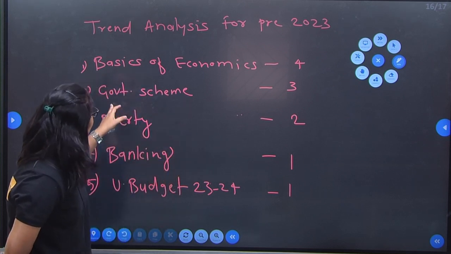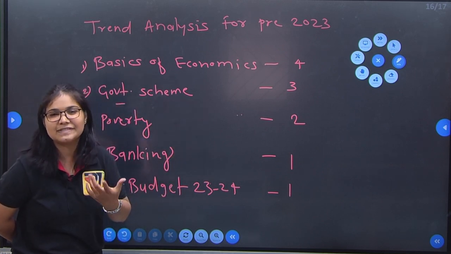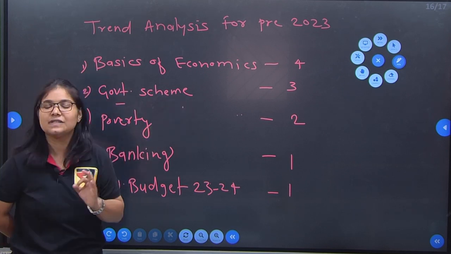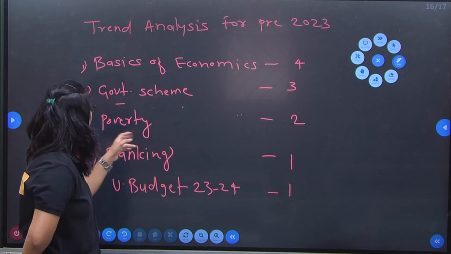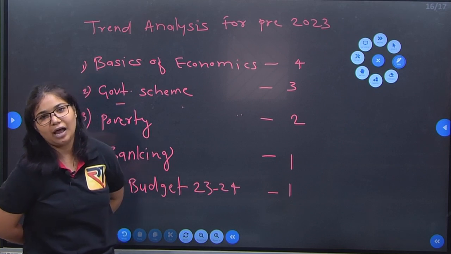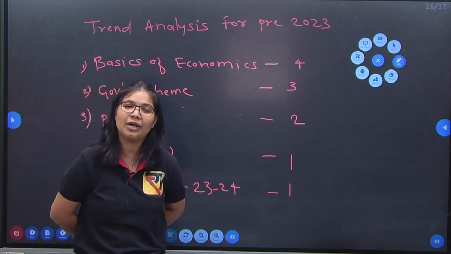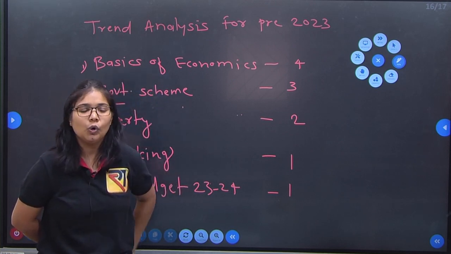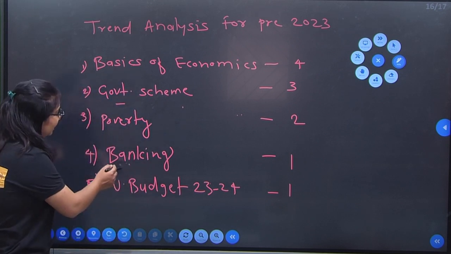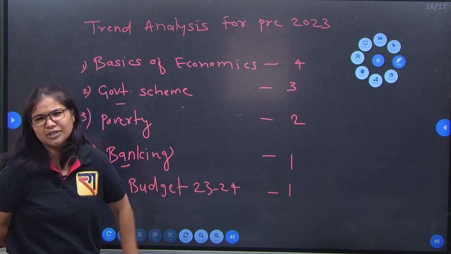Then 3 questions were asked on government schemes. We will discuss those schemes in the subsequent lectures, so you have to focus on this part also. On the poverty section, 2 questions were asked. So you have to have conceptual clarity on the poverty part and keep some data handy. Then banking: there was 1 question related to banking, repo rate and reverse repo rate.